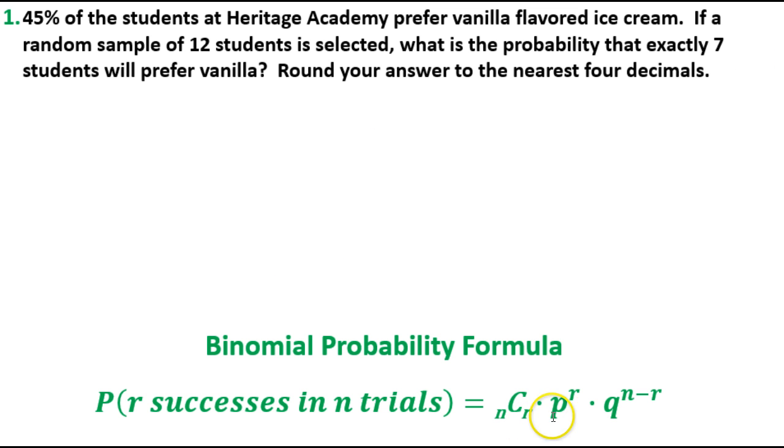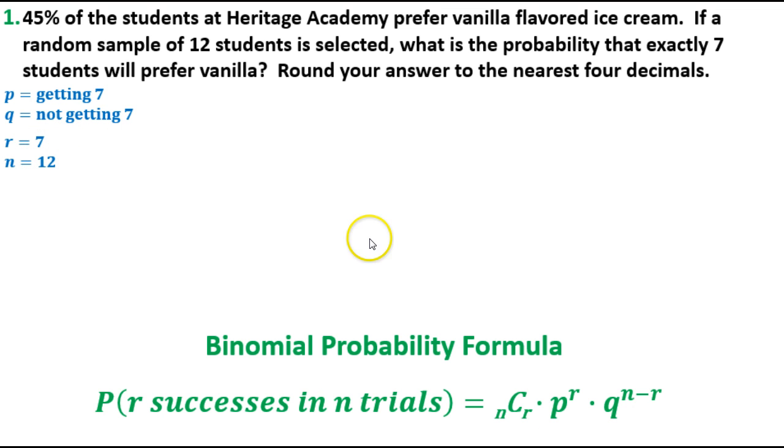So let's start filling in some information we know. So we know that P is the probability of getting 7. That's what we're going to do first. And Q is the opposite, the probability that we will not get 7. Then we bring it down, and we've got N is 12 and R is 7.